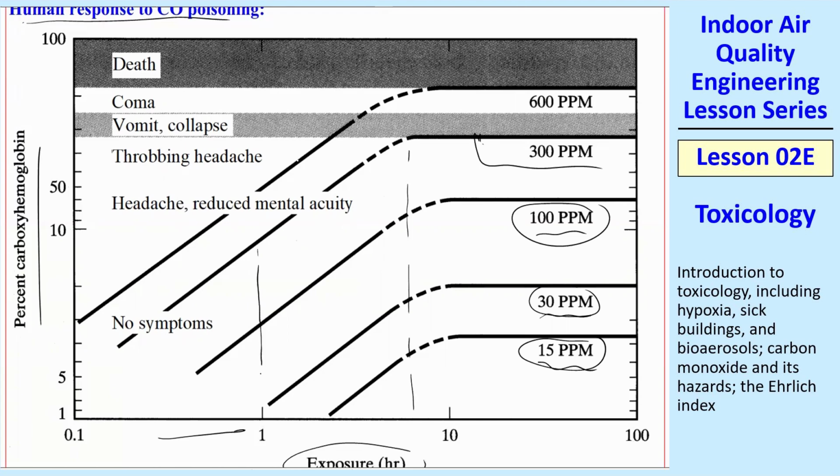So for 1 hour, for example, let's look at the 600 ppm. This is the 600 ppm curve. If you're exposed to even 600 ppm for less than an hour, it's not really any problem until you get up to about an hour, and then you have a headache and reduced mental acuity, so you can't think straight. If you're exposed for, say, 10 hours here, then you're in serious trouble because you start to vomit and may collapse at a few hours.